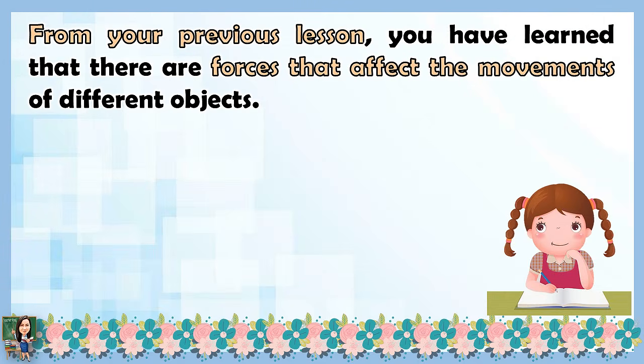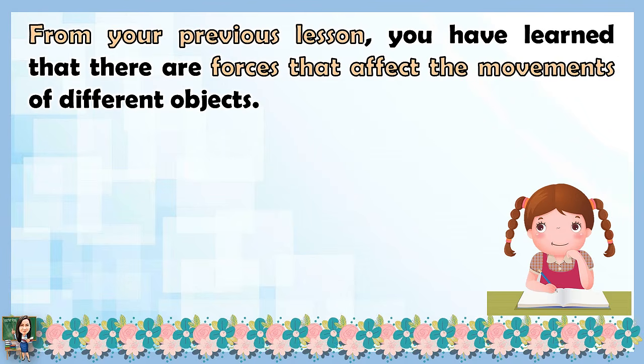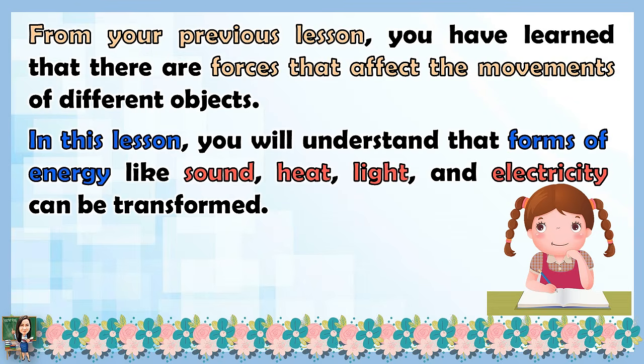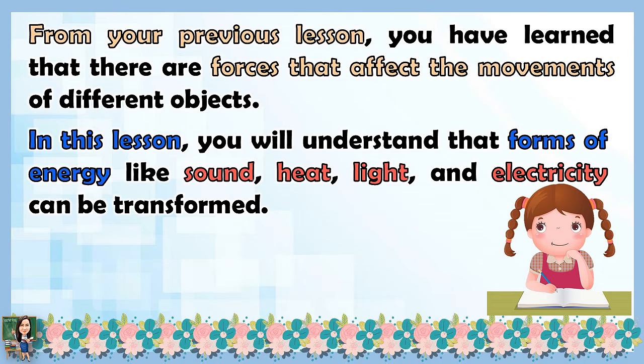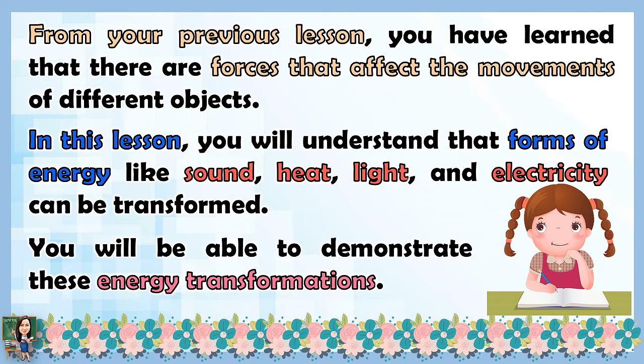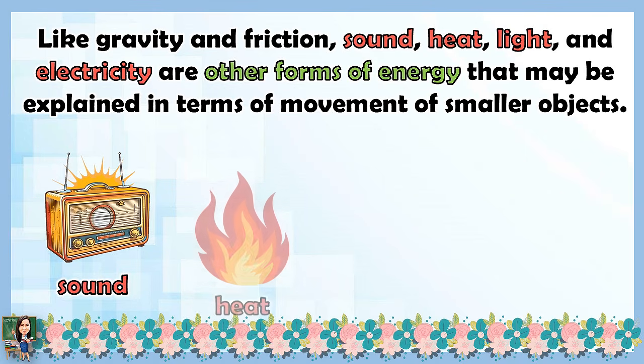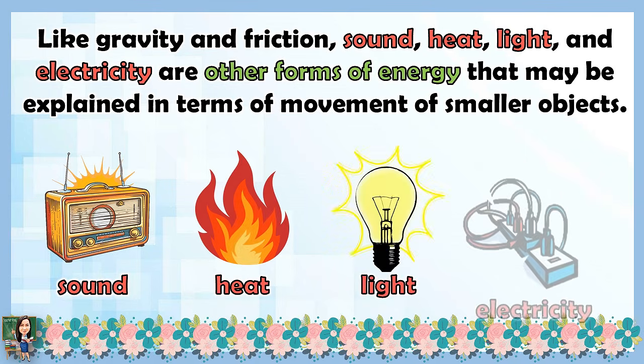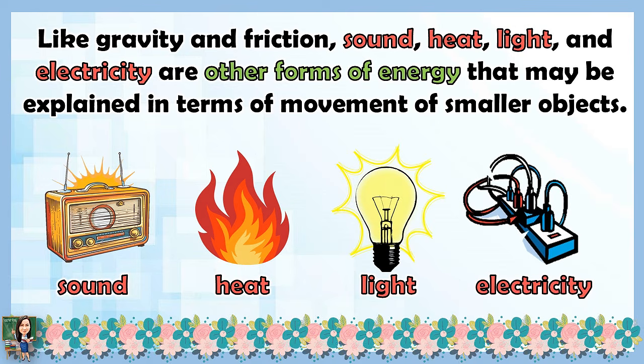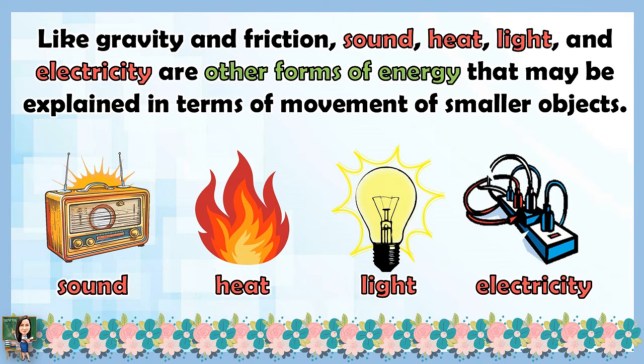From your previous lesson, you have learned that there are forces that affect the movements of different objects. In this lesson, you will understand that forms of energy like sound, heat, light, and electricity can be transformed. You will be able to demonstrate these energy transformations. Like gravity and friction, sound, heat, light, and electricity are other forms of energy that may be explained in terms of movement of smaller objects.